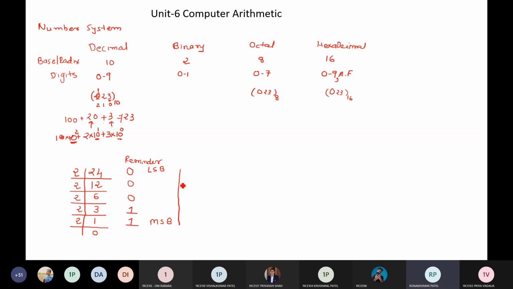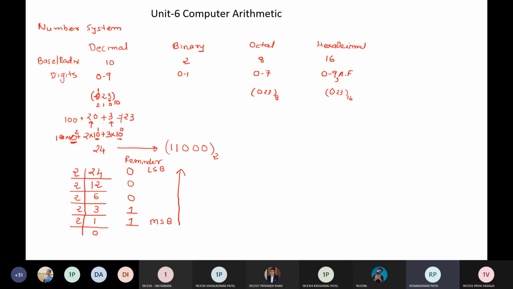Sorry, from most significant bit to least significant bit. Most significant to least significant bit. So 24, if I convert it into binary, the number will be 1 1 0 0 0. This way I am writing 1 1 0 0 0 0 0 0. So this is 24 in decimal. This is the value 24, but it is represented in binary.